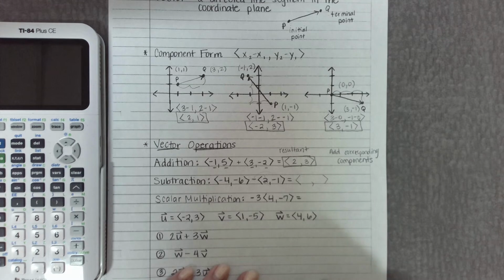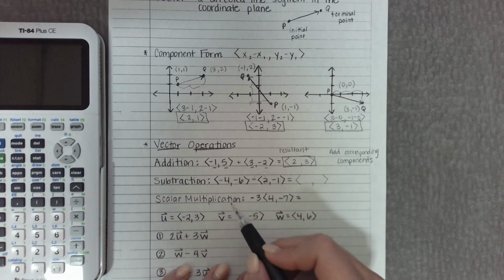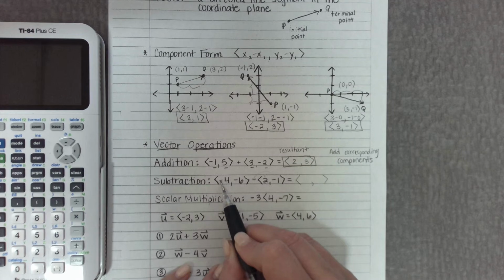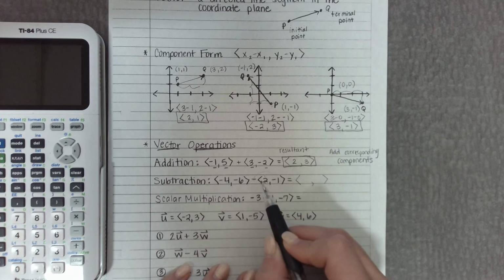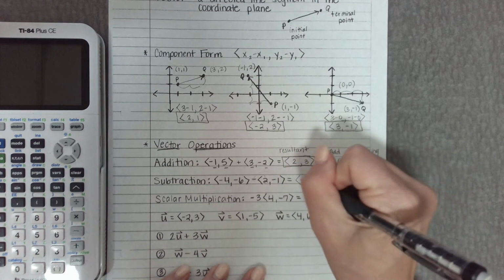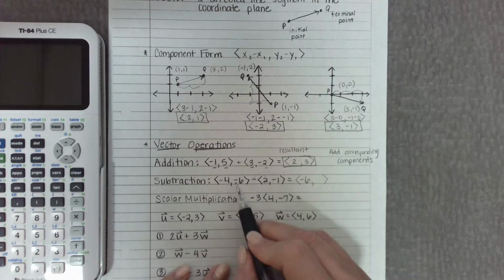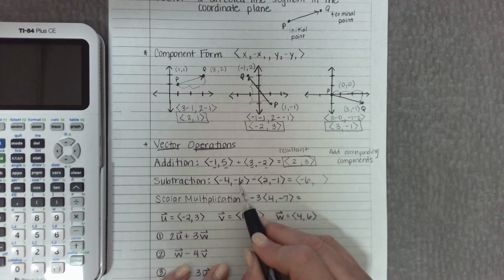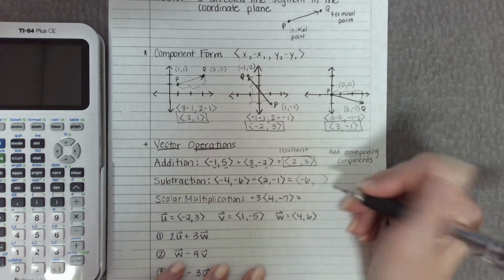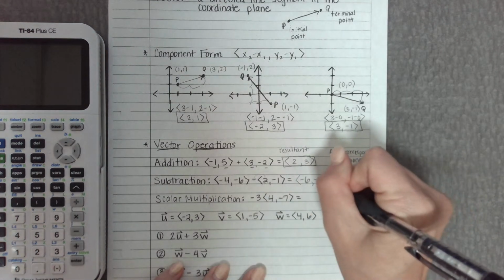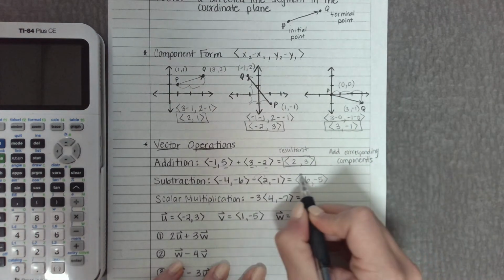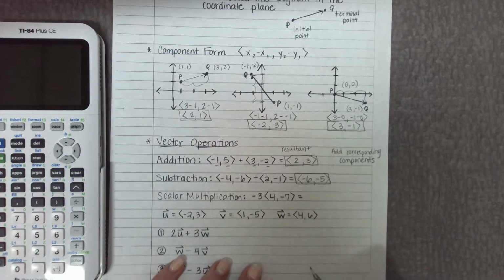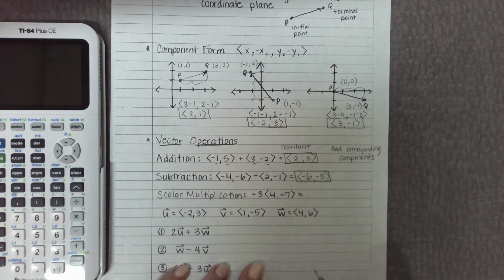Or some people think of it as subtraction, just whatever works best for you. So I'm going to think of it as subtraction. I have -4 minus 2. That's going to give me -6. And then I have -6 minus -1. So that's really like -6 plus 1. That'll give me -5. So that's my answer for that one. -6, -5.